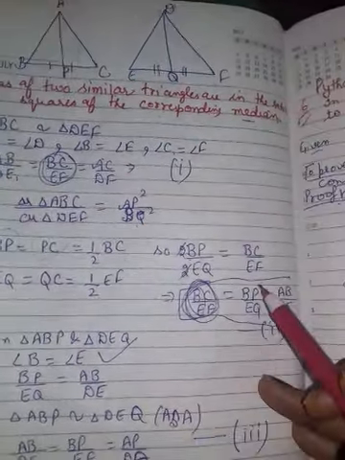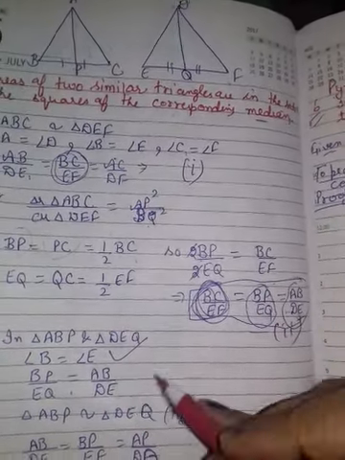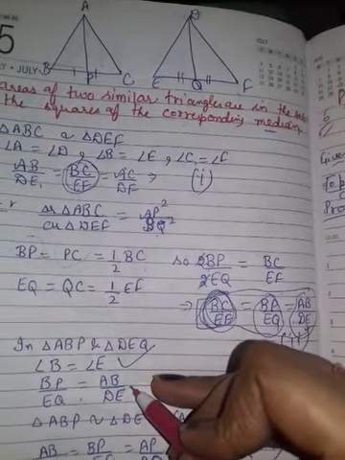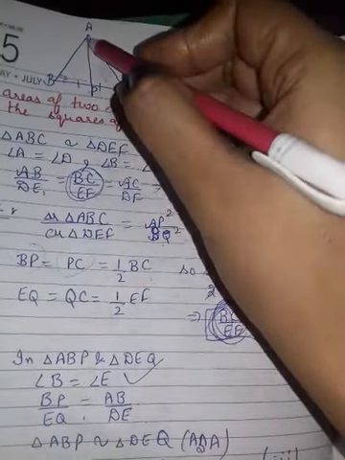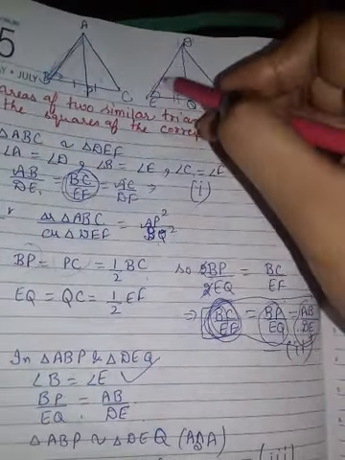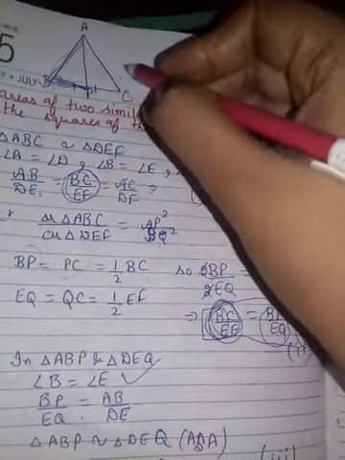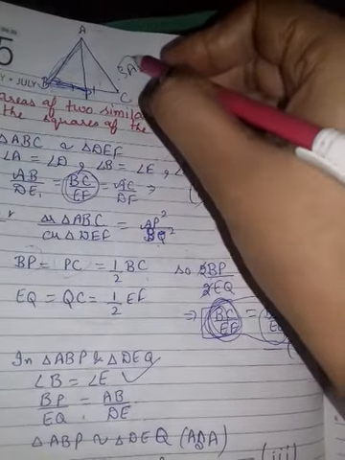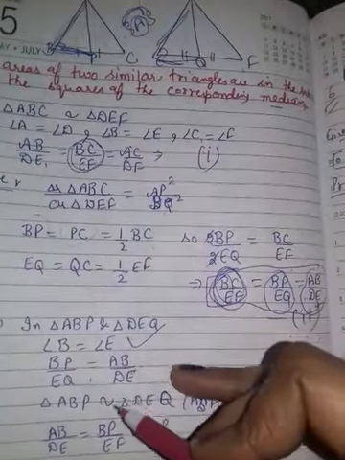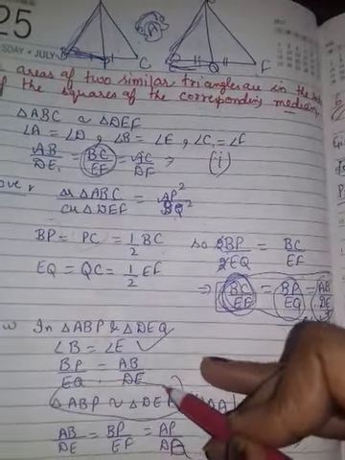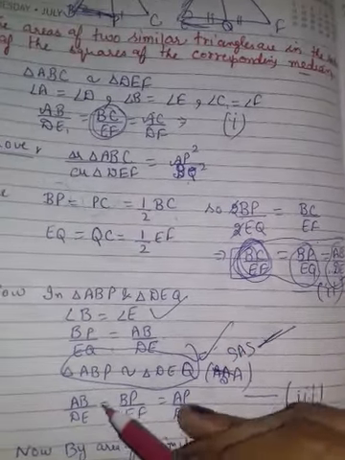Second is BP upon EQ is equal to AB upon DE. Now what I have done: one angle I have proved equal, and the corresponding sides of that angle, this side upon this side, means SAS, means the angle will be contained in those sides. This is known as what? This is known as triangles are similar, SAS.